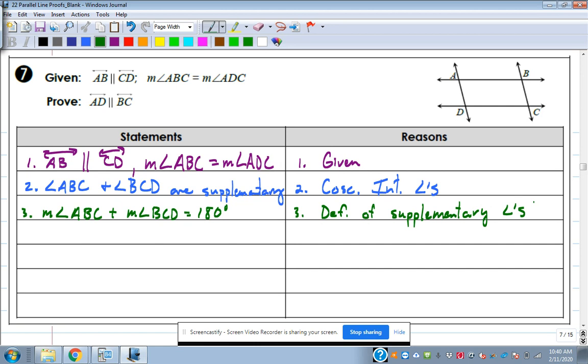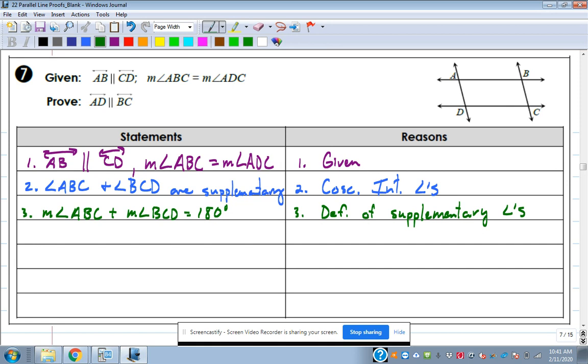Why am I changing over to measurements? Look at what information we already have. The information we already have has measurements in it, right? So at some point, I'm going to have to bridge the gap between the measurement of the object and getting the objects congruent to one another or supplementary to one another. Okay? If I know that the measure of angle ABC plus the measure of angle BCD, where's BCD? BCD is here. These two are supplementary, so they add up to be 180.